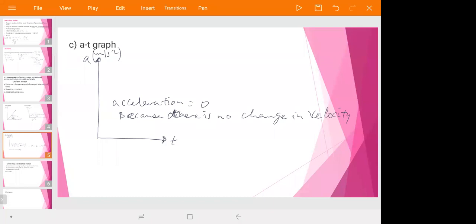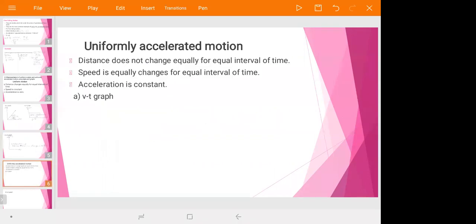Yes. Let us see uniformly accelerated motion, and how we can represent it graphically. This is what we have seen in our previous time. In uniformly accelerated motion, distance does not change equally for equal intervals of time, and speed is equally changed for equal intervals of time, okay?